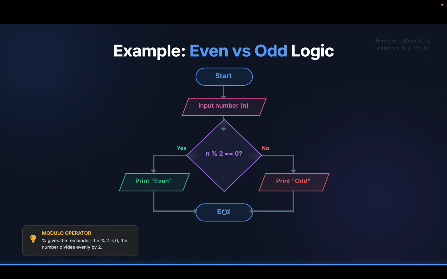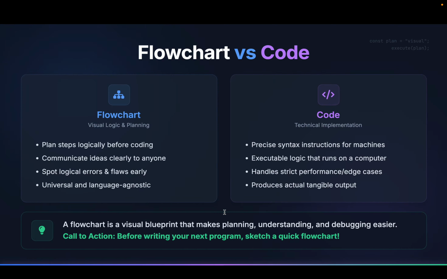This visual step by step representation is exactly what we call a flowchart in programming. Instead of writing code directly, this flowchart helps you visualize the logic first. Flowcharts are not a replacement for code, they are a planning tool. A flowchart is visual logic and code is the implementation. So, good programmers often think in flowcharts before they write code.